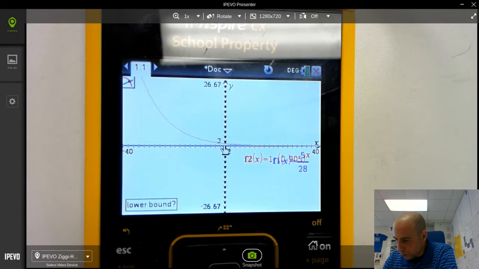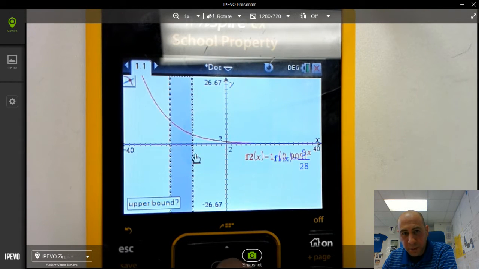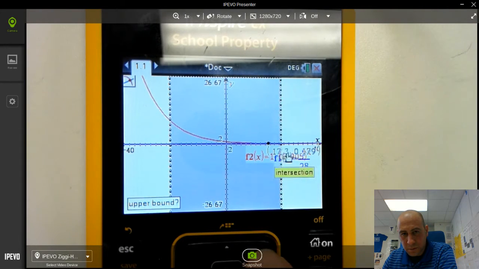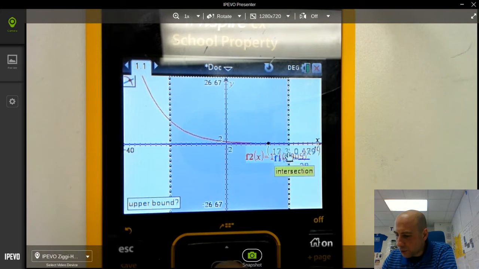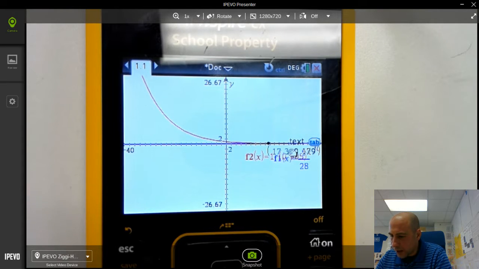Move the cursor all the way to the left, just so we're testing every area. Click and drag. I'm going to stop when I see the word intersection. I get the word intersection, so I'm going to click. I can't see the point, so I'm going to control click with the hand, grab the point, and move it so I can see it.